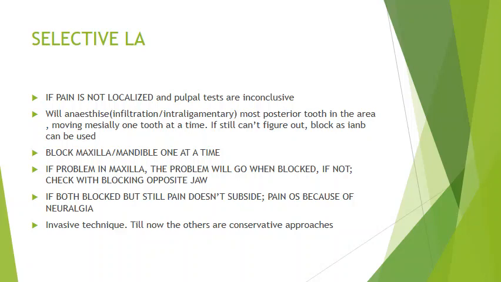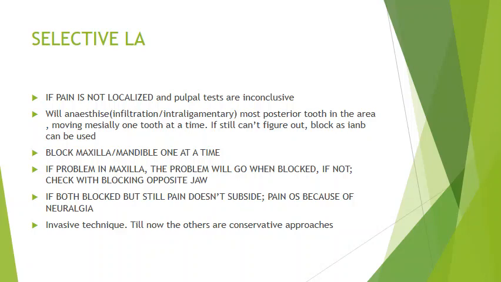If we still can't figure it out, then we'll go to the blocks, IAN block, let's say for the lower. If we still cannot find the source, we will block the maxilla or mandible one at a time. If we give a maxillary block and the pain subsides, then we can say the problem is in the maxillary area. And if not, then we have to anesthetize the mandible. So when the problem is in the maxilla, it will go when blocked. If not, we check by blocking the opposite jaw.